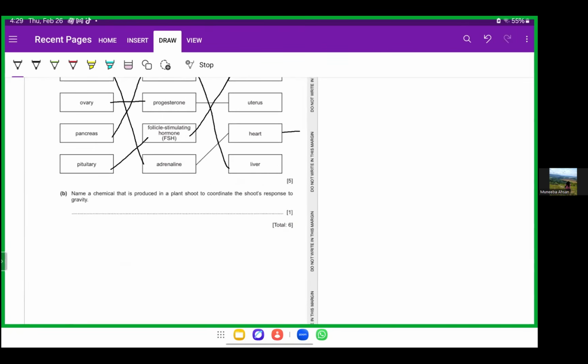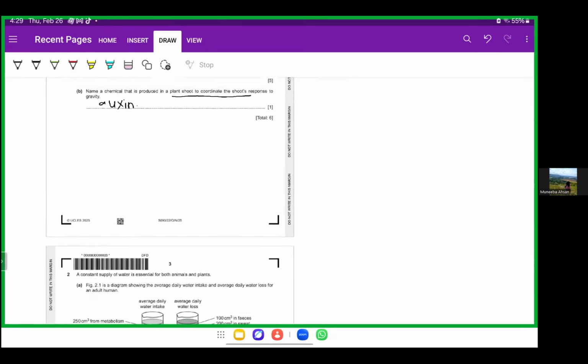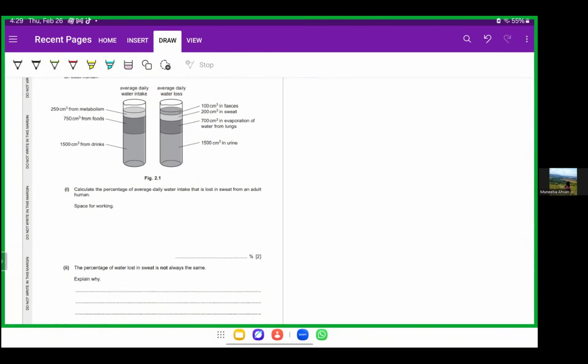Okay, the next part is: name a chemical that is produced in a plant shoot to coordinate the shoot's response to gravity. So basically, they're asking which plant hormone is responsible to coordinate the shoot's response to gravity. So obviously, it's going to be auxin. Okay, now let's move on to the next question quickly.